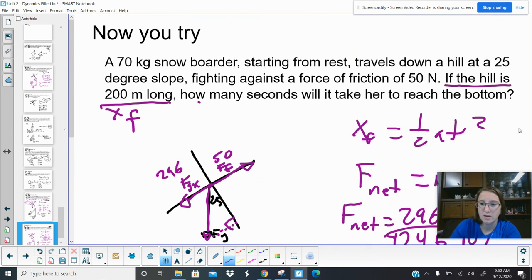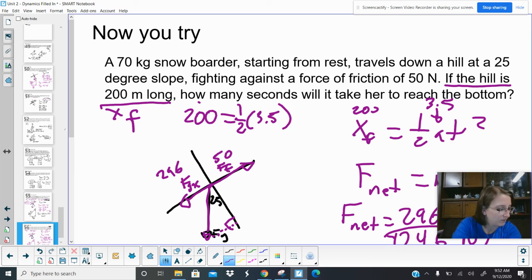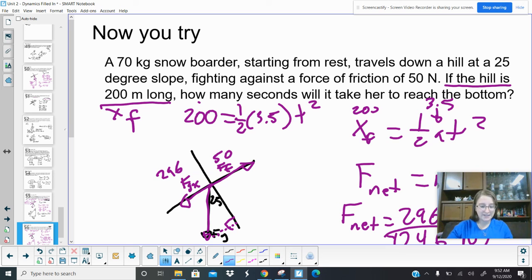So let's go up. We are now going to plug in here. Our x final is 200. X final is 200. Acceleration we found is 3.5. We're going to solve for t. So I'm just going to go through and solve this whole thing because I'm running out of space here and I did not plan this out quite right. Let's see. 0.5. Take the square root. We should have gotten a t of about 10.7 seconds.